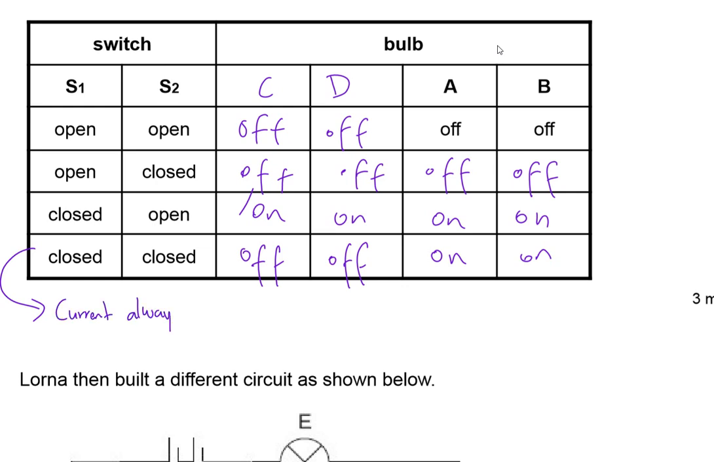always follow the lowest root, the root of the path. Okay, so current will always follow the root of path with lowest resistance.